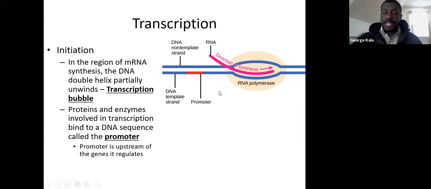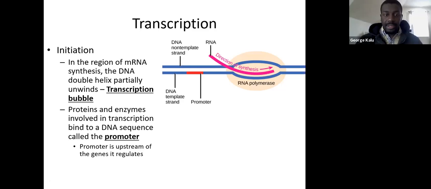enzymes that are going to bind to a specific region on the DNA called the promoter. So the promoter is in front of the gene. It's upstream of the gene that you're going to activate. That promoter is going to tell you where exactly transcription is going to begin. Every single gene is going to have its own promoter sequence, and so again, that's going to tell you where you're going to begin transcription. So all these enzymes are going to bind to the promoter, which is going to be upstream of that particular gene that you're ready to activate.